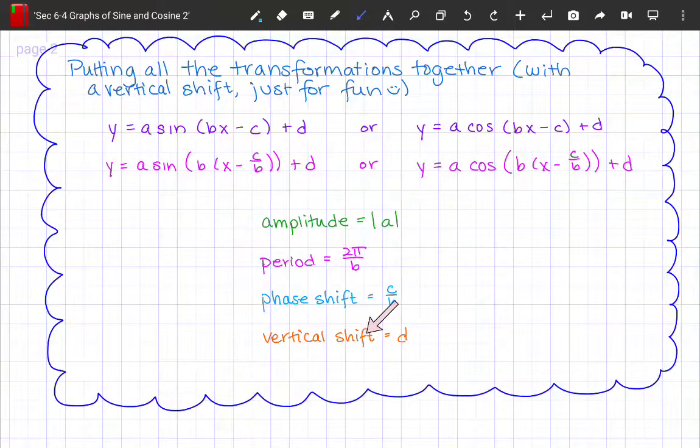So putting it all together, this is what we get. The amplitude is the absolute value of a. The period is 2 pi over b. Your phase shift is c over b, like I said, because we have to factor out that b. And then, of course, your vertical shift will be based on d. Once you know these things, you can come up with a graph for a sine or a cosine graph. And I'll show you, it's actually really not that bad to graph these. So now we're going to take a look at 5 examples for you.